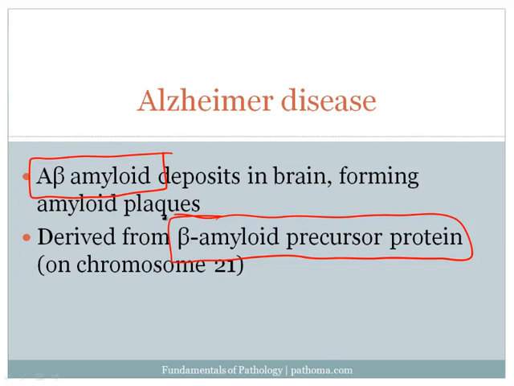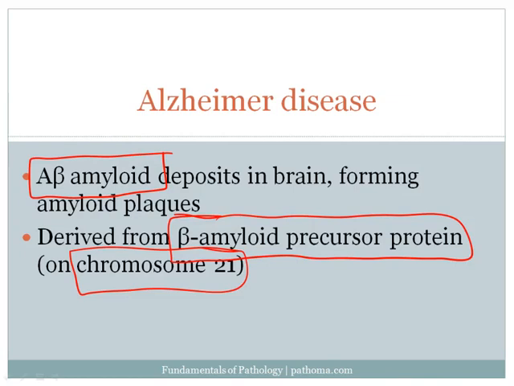Important to know, and relatively high yield, is that the gene that produces the beta amyloid precursor protein is on chromosome 21. Why is that important? It's important because it ties into a very important clinical high yield association, and that is that most individuals with Down syndrome, i.e. individuals who have 3 copies of chromosome 21, actually develop Alzheimer's disease by the age of 40. And that's an example of early onset Alzheimer's disease.